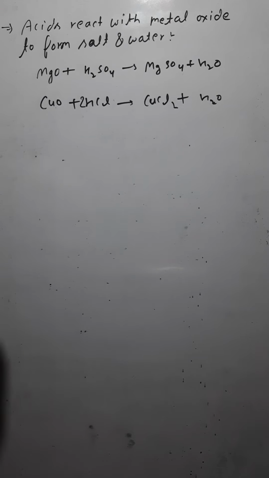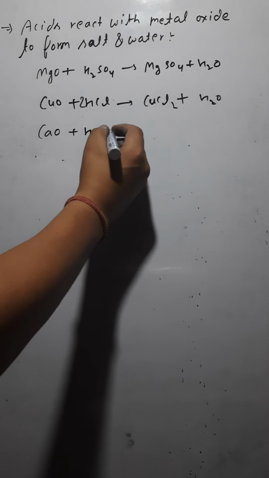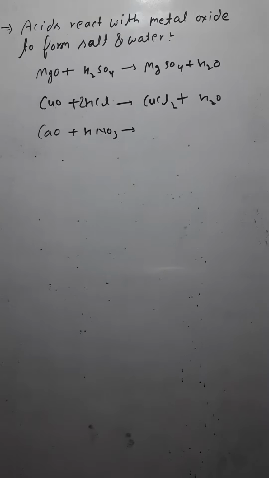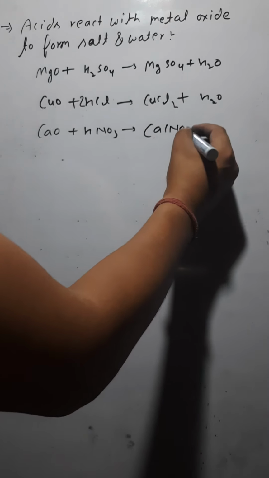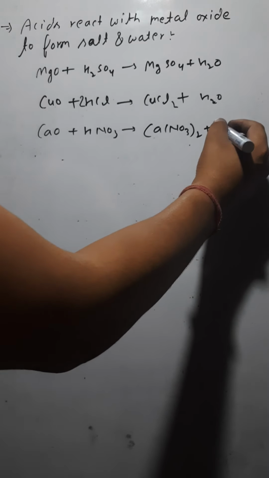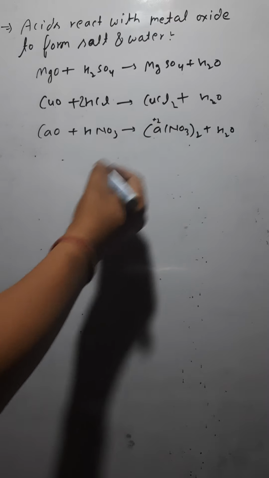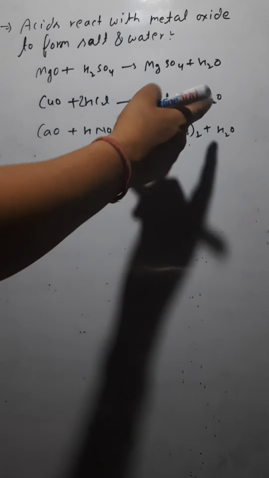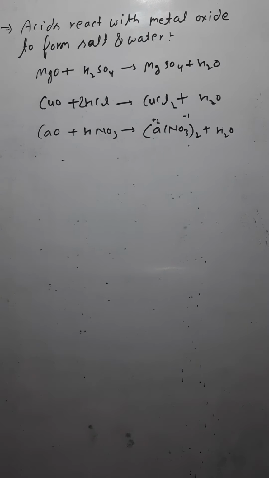Now one more metal oxide, let's take calcium oxide. When calcium oxide is reacting with HNO3, that is nitric acid, again you are going to get calcium nitrate, Ca(NO3)2, and water. Now the charge over this is +2 and this one has -1, so that is why, cross multiplying, you have 2 here and only 1 there. Okay, so this is how acids react with metal oxide.